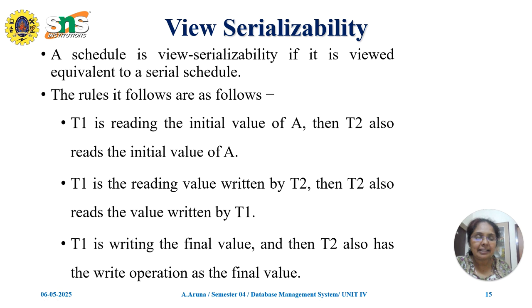Based on these three things we have to draw a dependency graph. If a cycle is formed in my dependency graph, definitely it will not be view serializable. If there is no cycle formed in the dependency graph, definitely it is view serializable. This is how conflict and view serializability can be checked.